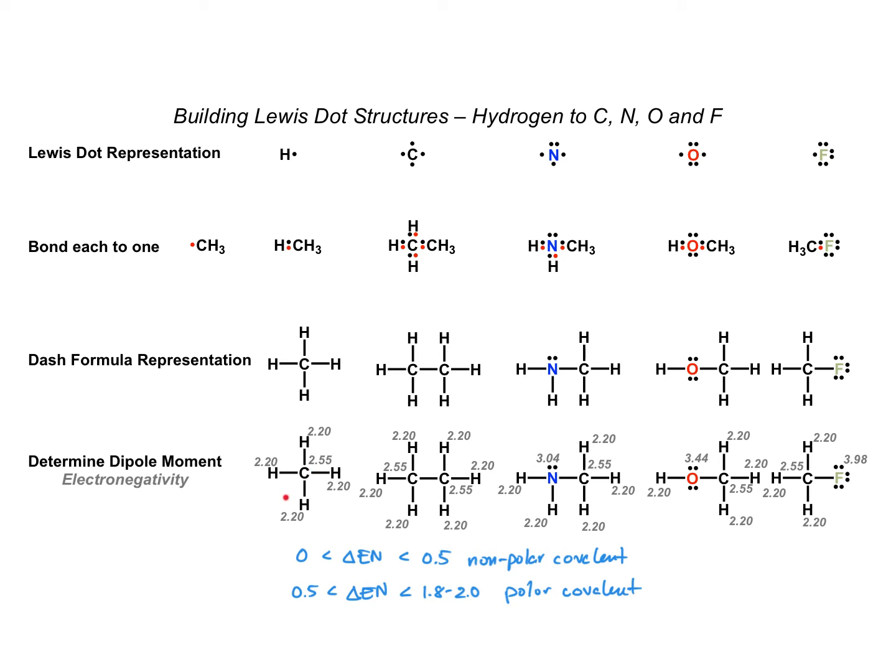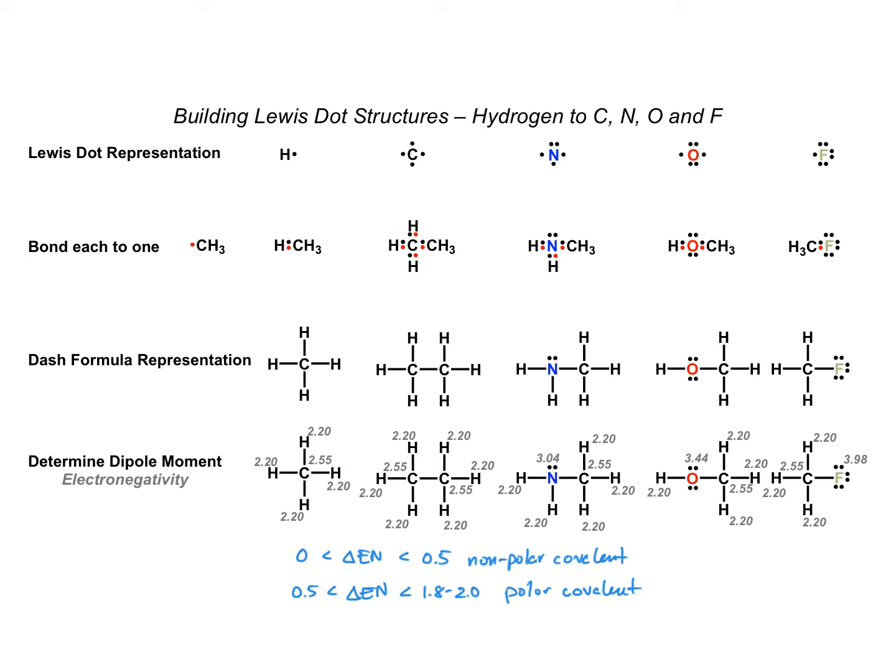So methane and ethane, these are both non-polar covalent bonds. So if you look, all these CH bonds are the same. The CC bonds here, you can see that because the two values are the same, it's 0. So this is a non-polar covalent bond. And all the rest of these CH bonds are the same. So this overall, because the bonds are all non-polar covalent, the molecule is non-polar.